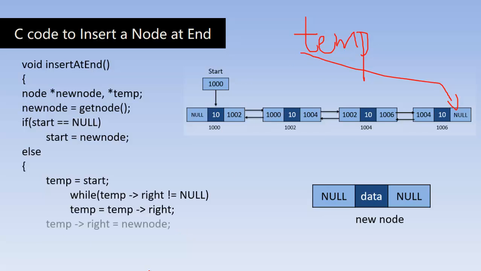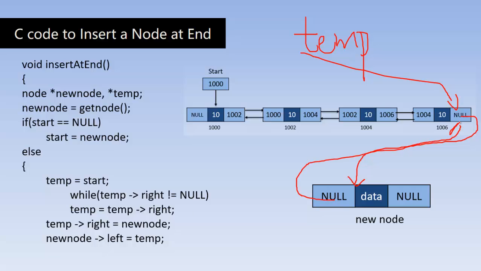What happens next? I'll simply store the new node address inside temp arrow right. Now this is the temp arrow right. This is now currently pointing to this node. And the address of temp inside new arrow left. This is new arrow left. This is now pointing to this previous node. So null will be stored here because this is the last node of the list.